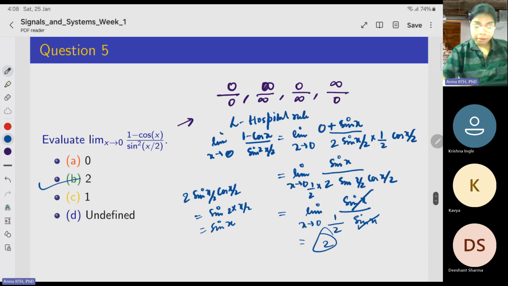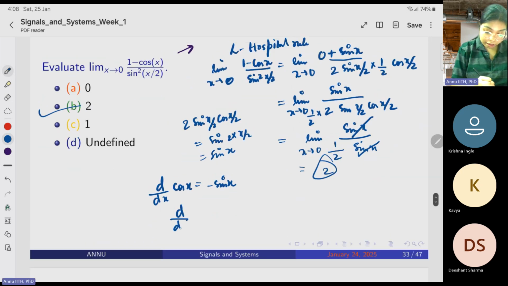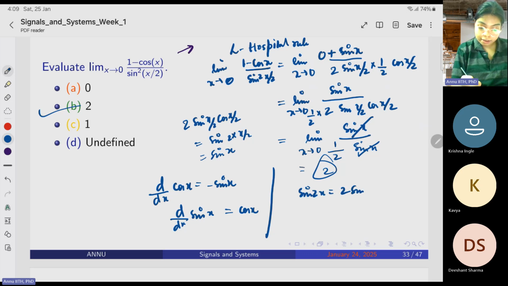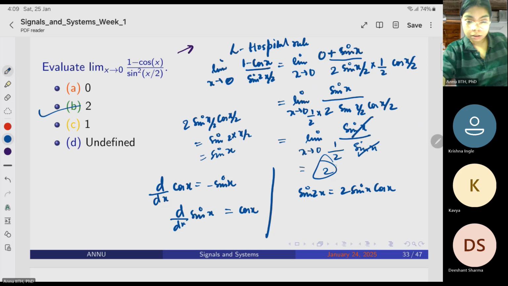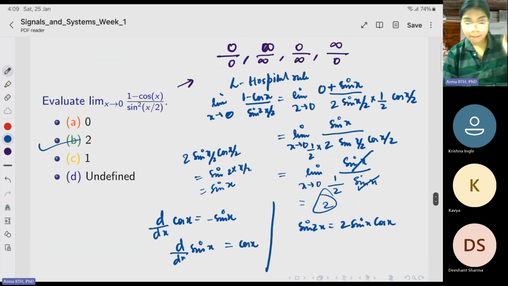How would I solve? You remember, I have used a simple formula. So the derivative of cos x is nothing but minus sine x. Derivative of sine x is nothing but cos x. And the other thing that I have used is the sine 2x formula. Sine 2x is nothing but 2 sine x cos x. So similarly, I have used it here and this goes down. So the answer is 2. Okay, moving to the next question. Whenever this form comes, you directly apply L'Hospital rule and check whether you can solve it or not.